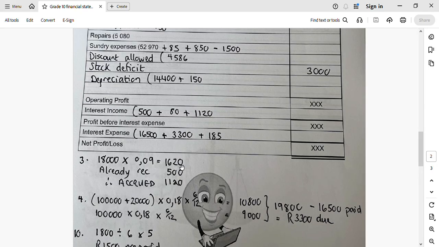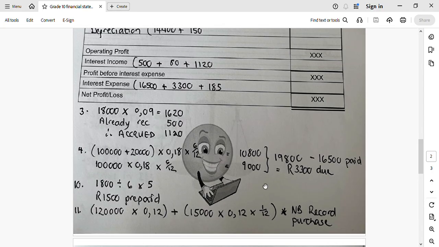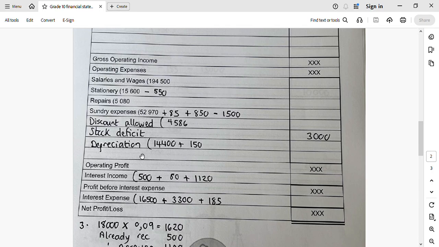So therefore you're going to take the 120,000 at 12% for the year, plus the 15,000 at 12% times 1 over 12 because you bought on the 1st of February, and that will get recorded as depreciation up here. Show those two calculations separately, just in case you count your number of months incorrectly, and then you'll at least get part marks for the number that you did get correct.